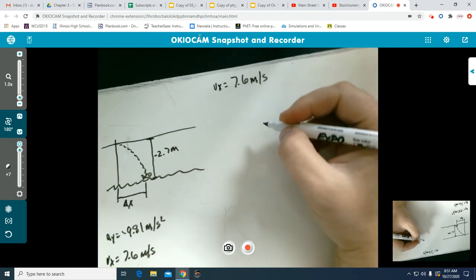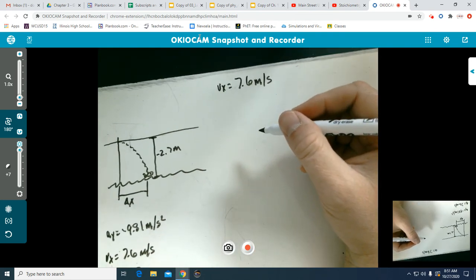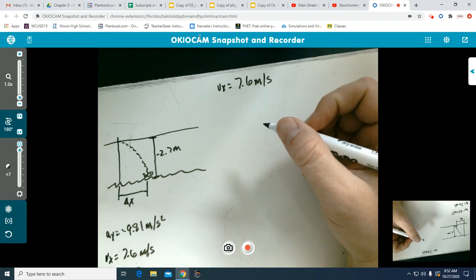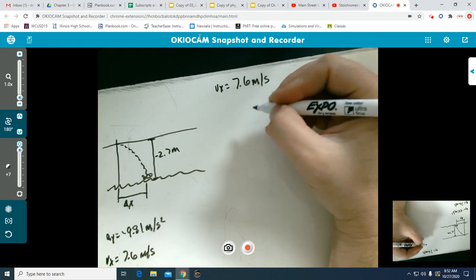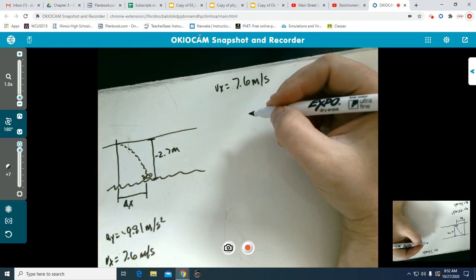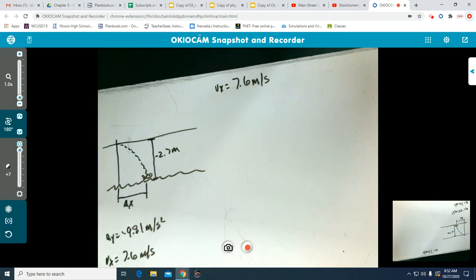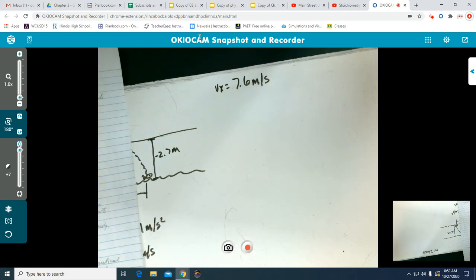So again, taking the initial equation, where we had, oops, dropped it. Dropped my marker, hold on.